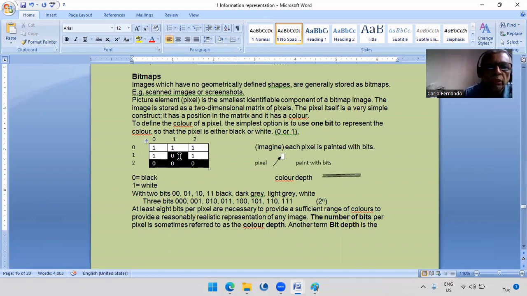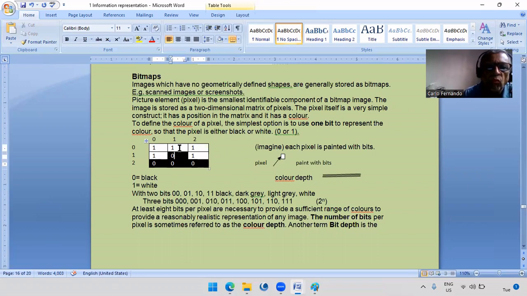So what is the position of this 0? It's 1, 1, right? 1, 1. And what is the color? It's black, or in its code, it's 0. If you are using 1 bit to define the color of a pixel. So these are pixels. 3 pixels this way, 3 pixels this way. So altogether there are 9 pixels for this picture.